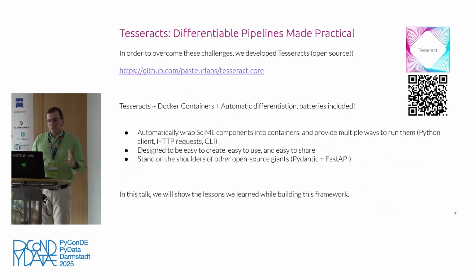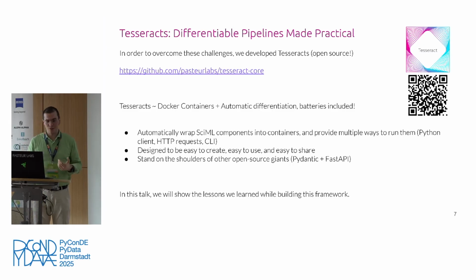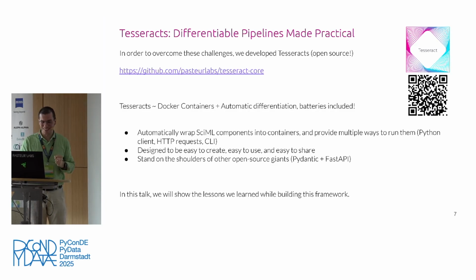And we face these challenges at Pasteur, and in order to solve some of them, or at least ameliorate them, we developed a framework that I'm really happy to say has been open sourced, and it's called Tesseract Core. It's based on the concept of Tesseracts, which are basically, I know the name can be a bit confusing, like a Docker container. You can think of it as a box, and then you add the extra dimension of automatic differentiation, and it's kind of like a 4D box, a Tesseract, if you're curious about the name.